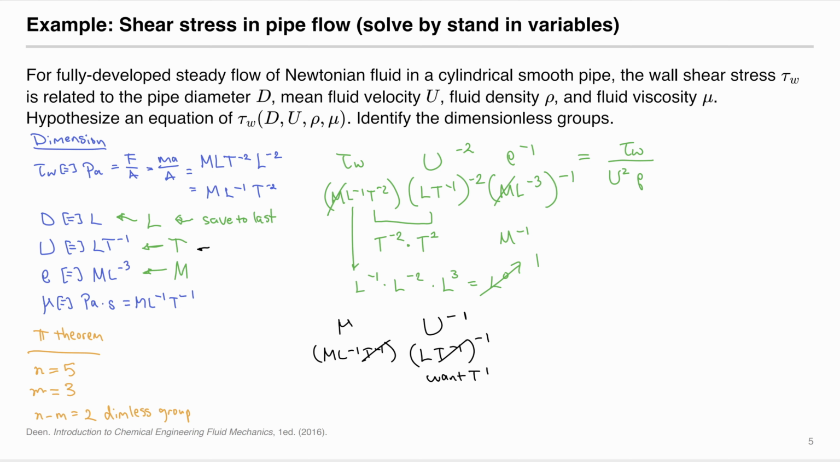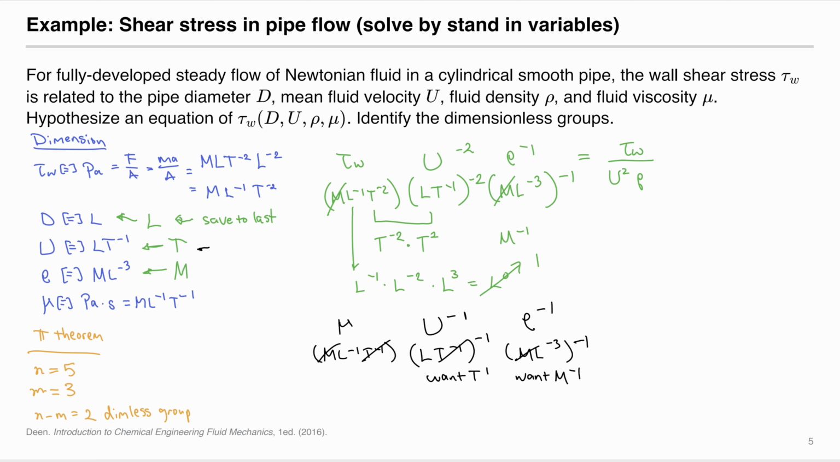Next, I'll handle M. The standing variable is rho, and has dimension M L^-3. What power should I raise it to? I already have an M raised to the power of 1. What I want is an M raised to the power of minus 1. So I'll just raise the whole thing to minus 1. So this cancels with this. So rho is minus 1.